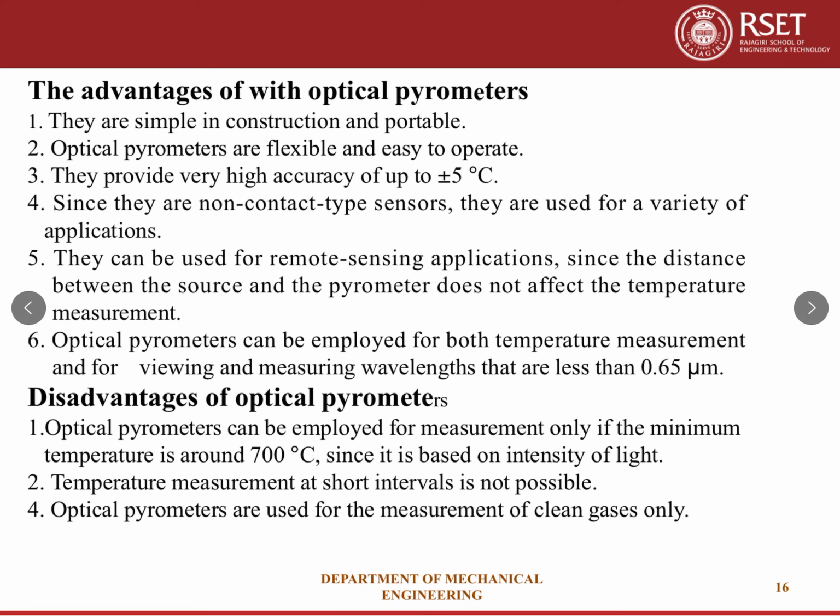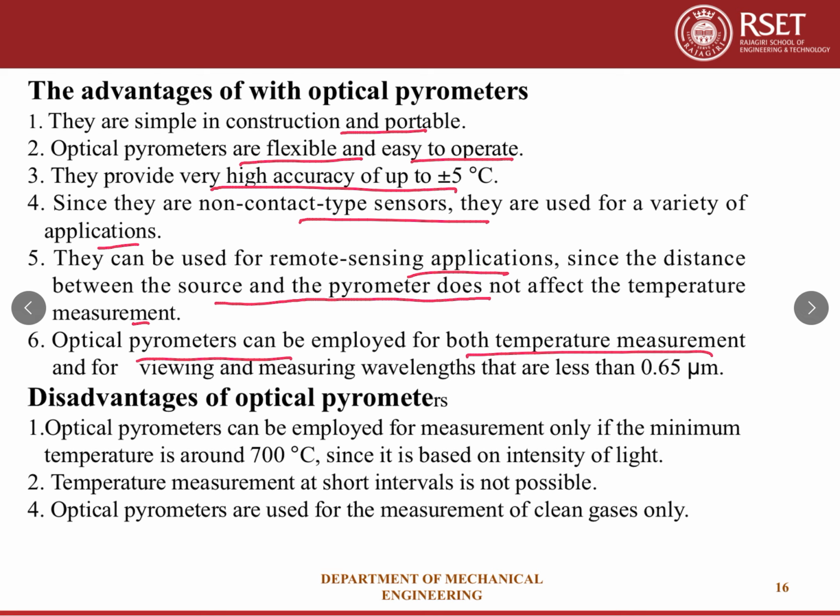So there are certain advantages for the optical pyrometer and also some disadvantages. They are simple in construction and portable. The optical pyrometers are flexible and easy to operate. They provide very high accuracy. They are non-contact type. They are used for a variety of applications. They can be used for remote sensing applications, since the distance between the source and pyrometer does not affect the temperature measurement. Then the optical pyrometer can be employed for both temperature measurement and for measuring wavelength that is less than 0.65 micrometer.